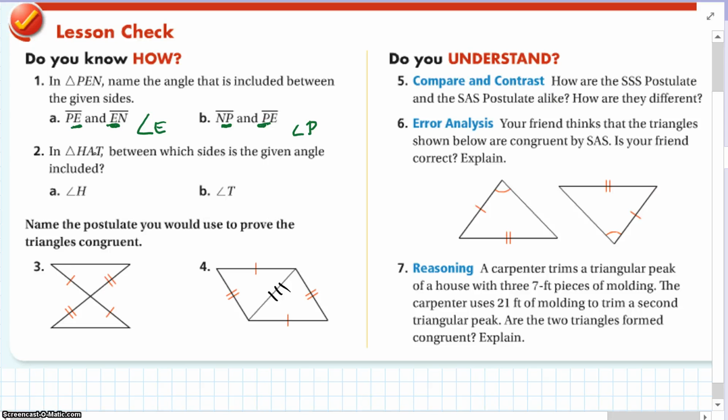Alright? In the triangle HAT, between which sides is the given angle included? Well, let's draw it. Triangle HAT. So what are the two sides between H? Well, segment HA and segment HT. Okay, what about angle T? What are the included sides? Segment TA and segment TH.